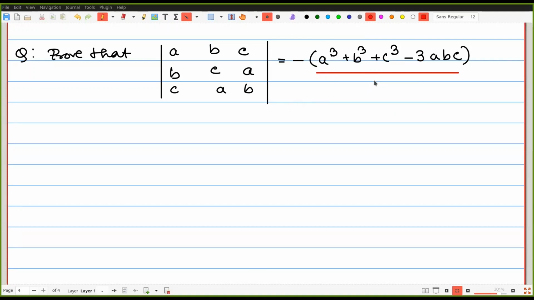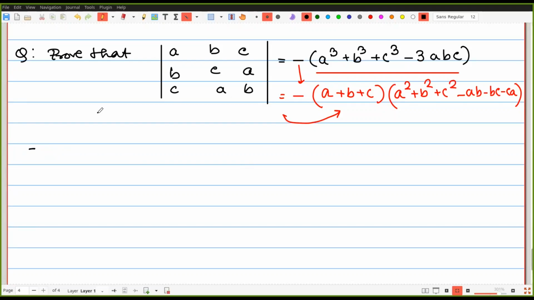We can write it in the way of the minus. We are writing the minus here, and that one: a cube plus b cube plus c cube minus 3abc, that means (a plus b plus c) into (a square plus b square plus c square minus ab minus bc minus ca). So that is the way we can write it. So that means we can proceed in that way at first. When we are thinking about that, just look at the left hand side.